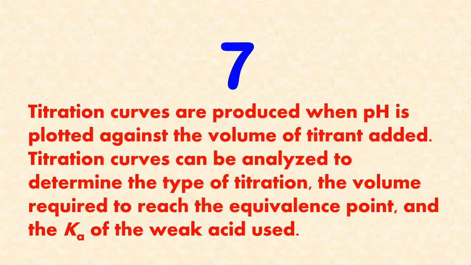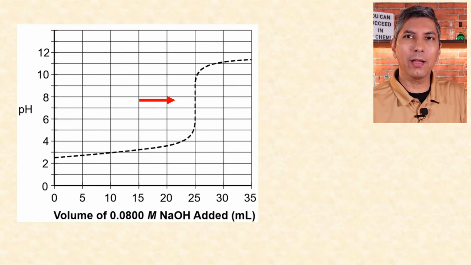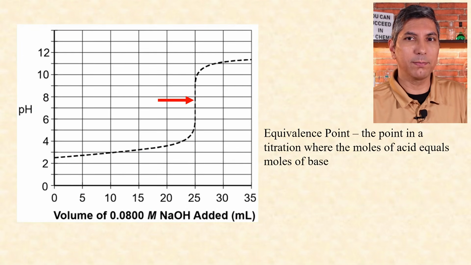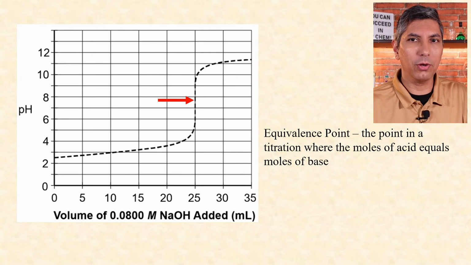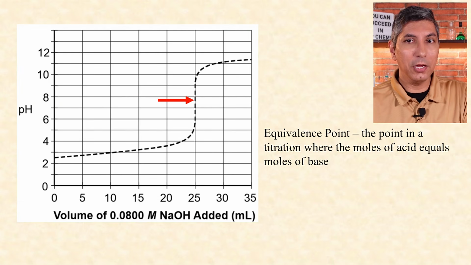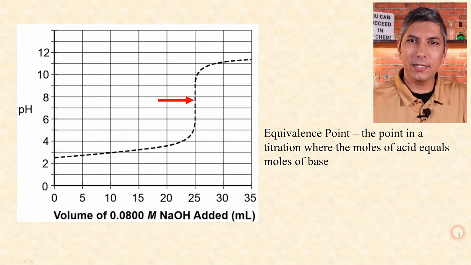Number 7. Titration curves are produced when pH is plotted against the volume of titrant added. Titration curves can be analyzed to determine the type of titration, the volume required to reach the equivalence point, and the Ka of the weak acid used. This titration curve has an inflection point right around here that we call the equivalence point. This is the point in a titration where the moles of acid equal moles of base. And we can see that it's somewhere just above 7, maybe a little below 8.